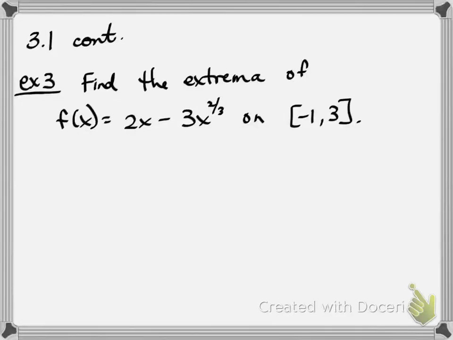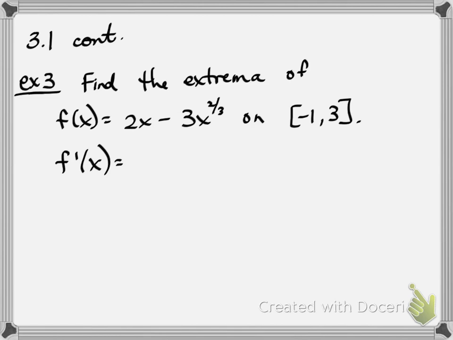Okay, so we're in section 3.1, and we are going to pick up with example 3. We're going to find the extrema of f of x equals 2x minus 3x to the 2/3 on the interval -1, 3. So extrema can happen at the endpoints, and it could also happen at the critical numbers. So we need to find the critical numbers, and we find critical numbers by taking the derivative.